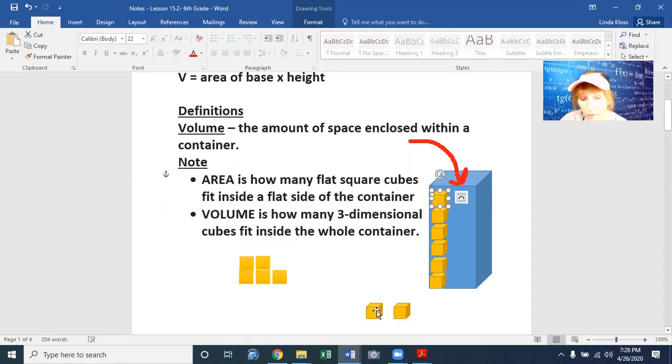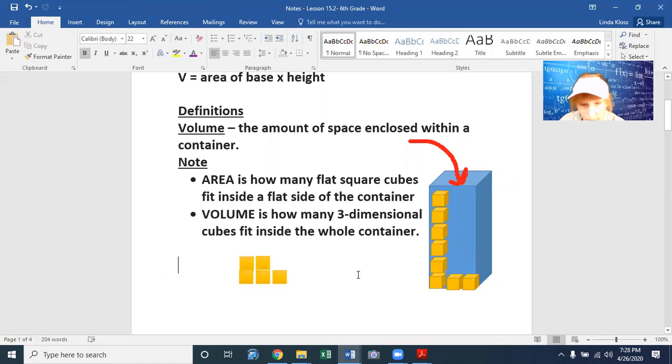So I would just keep filling this up, and I would start another row here, and then I could start going this way with them, and I could fill them up here. How many of these cubes would fit inside the container? So that's what volume is. It's cubes. Area is a flat two-dimensional surface, figuring out how many flat two-dimensional squares will fit on the face of a container. So I can grab these and move these back. Or I could just leave them. Actually, I'll just leave them.